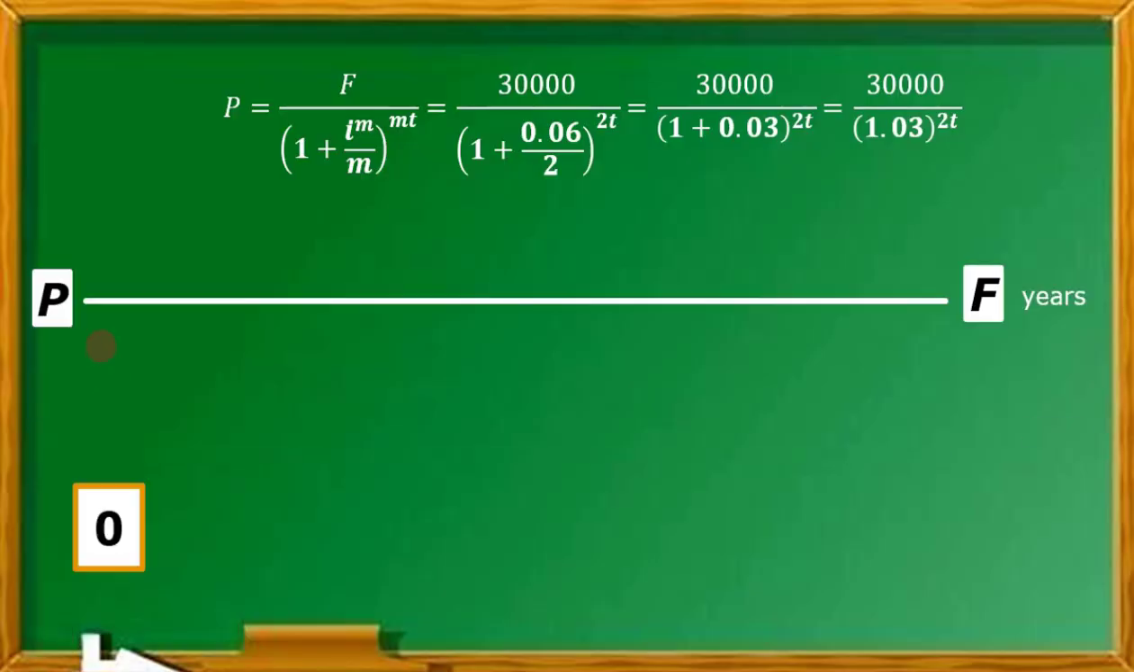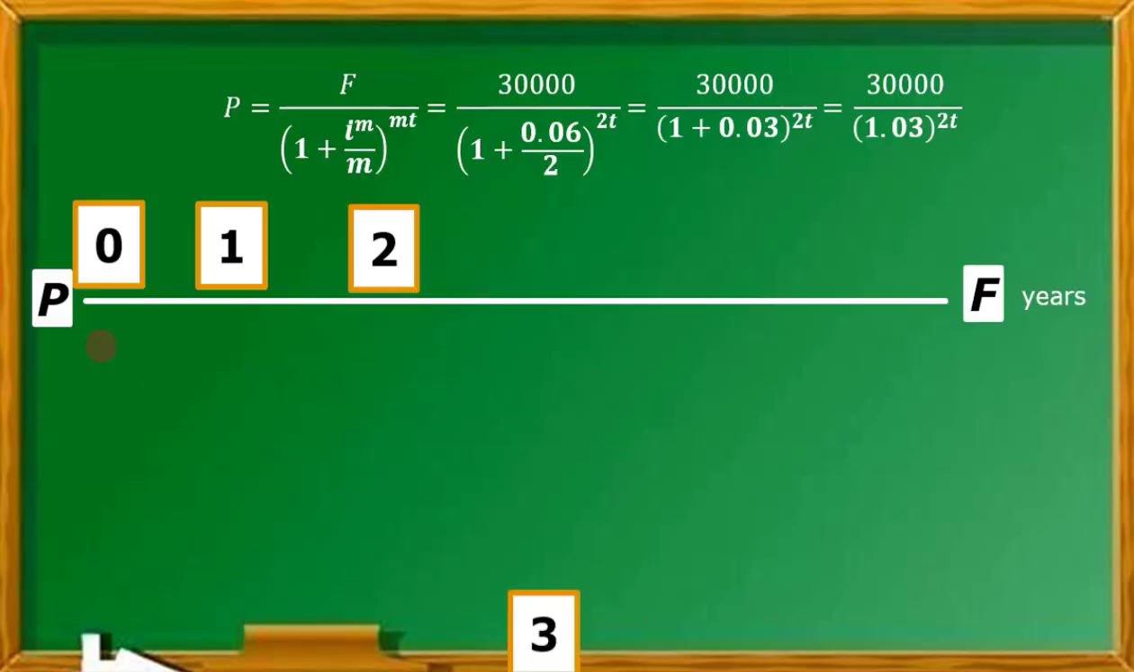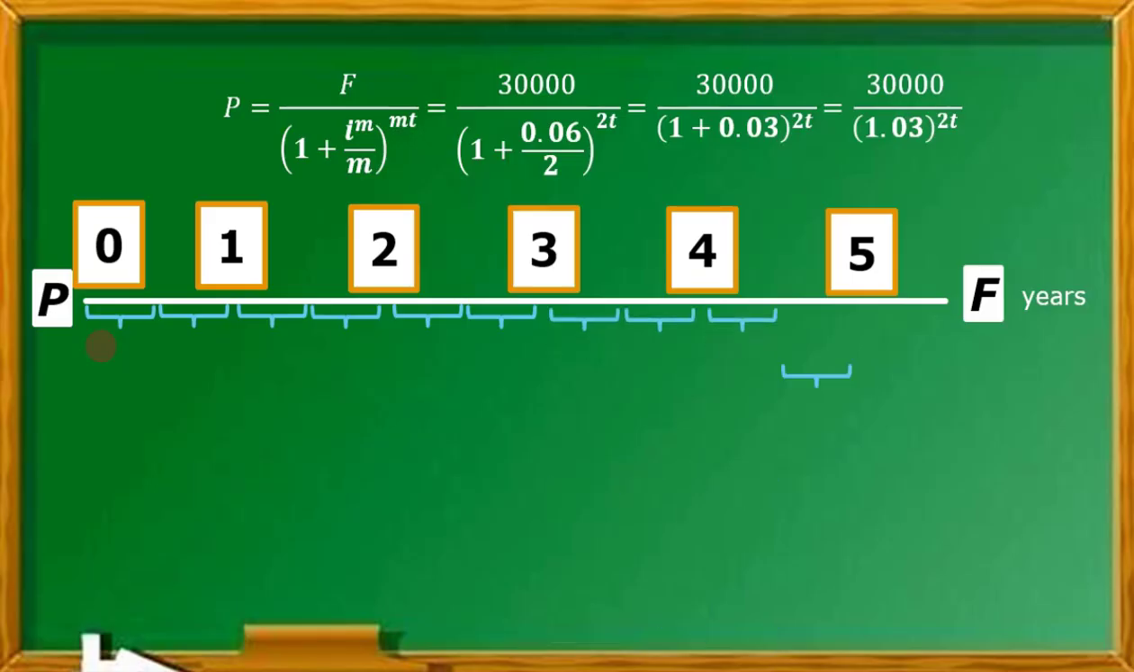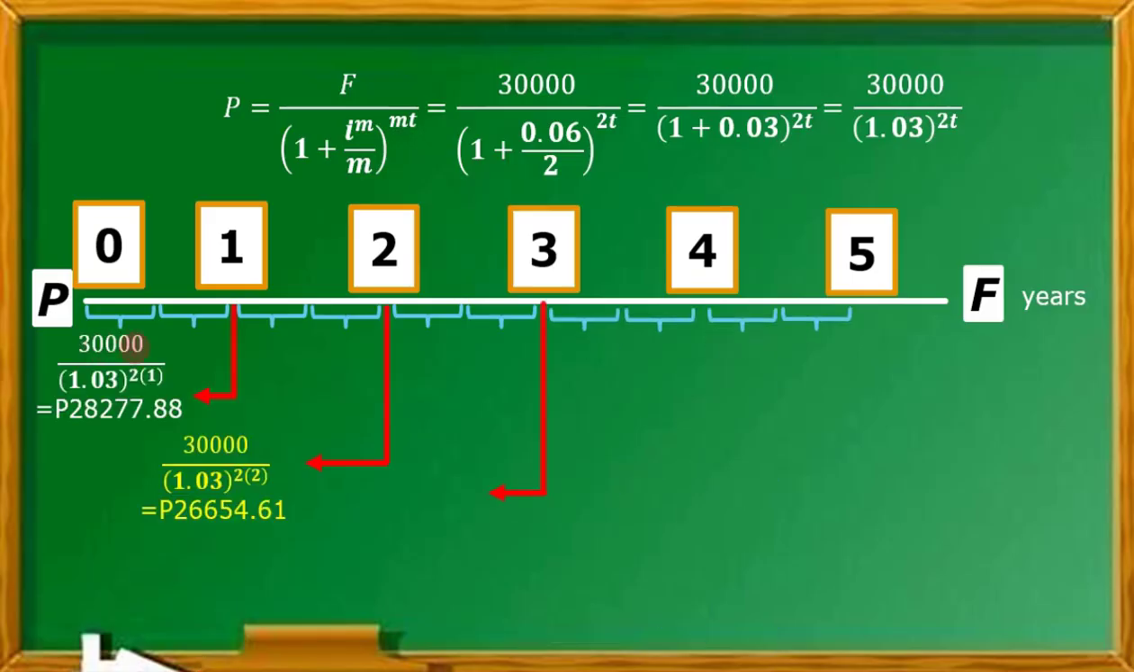Let's recap again the time flow. Let me discuss this first. At the end of 1 year, since F is equal to 30,000, we have the formula here: 30,000 divided by 1.03 raised to 2 times 1. So that is 28,277 pesos and 88 centavos.